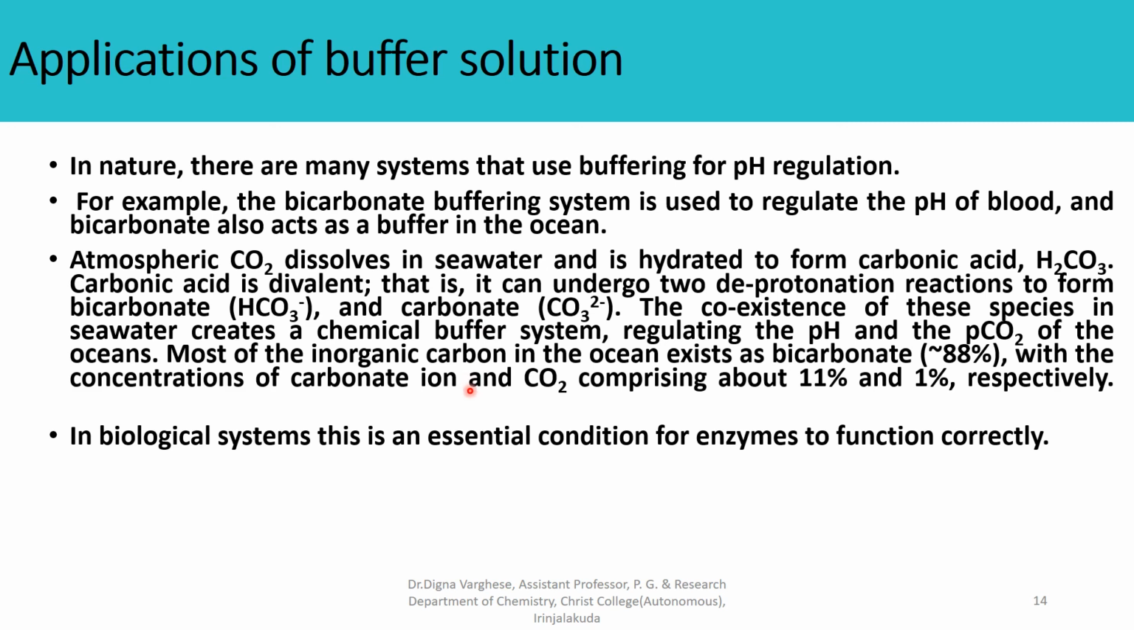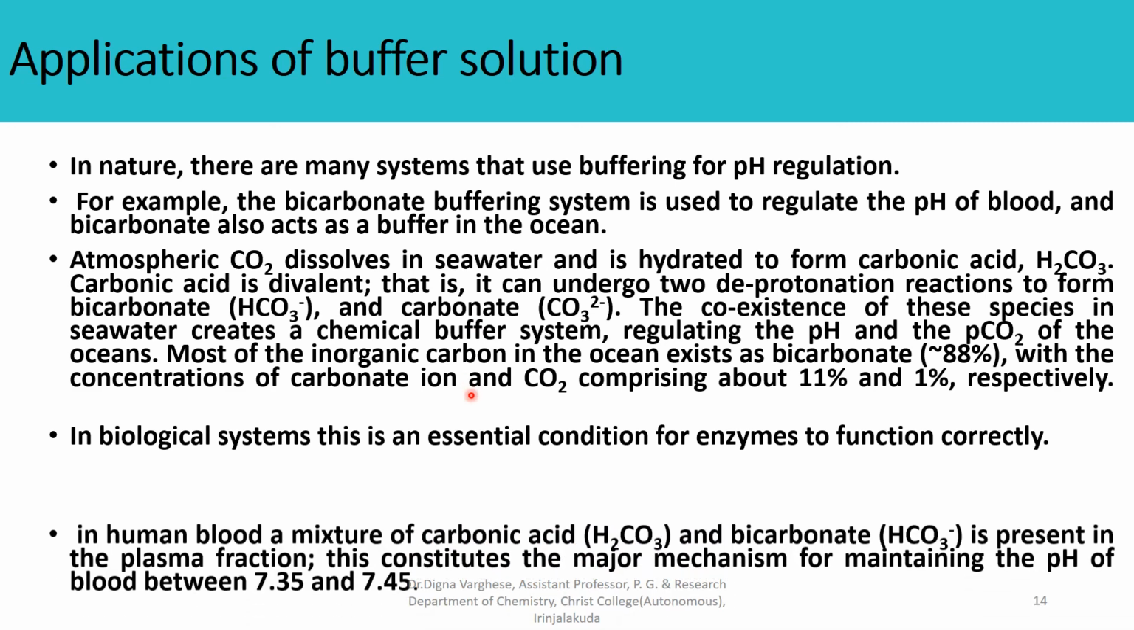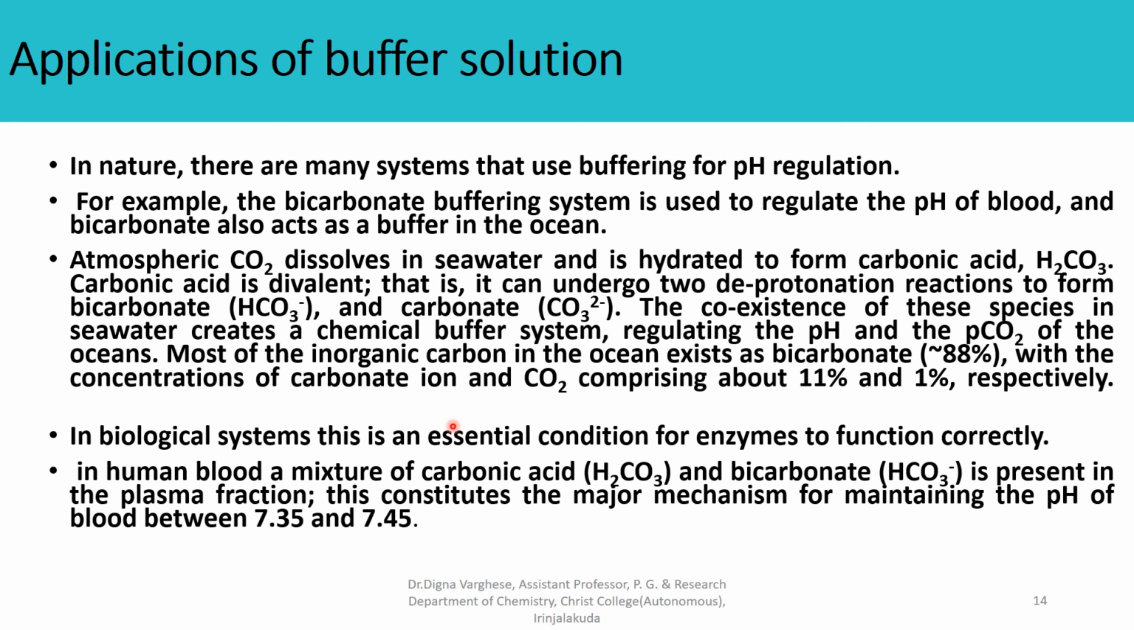In biological systems, this is an essential condition for enzymes to function correctly. In human blood, a mixture of carbonic acid and bicarbonate is present in the plasma fraction. This constitutes the major mechanism for maintaining the pH of blood between 7.35 and 7.45.